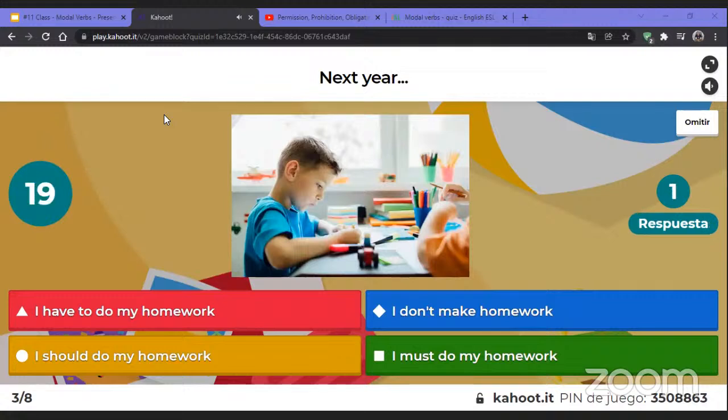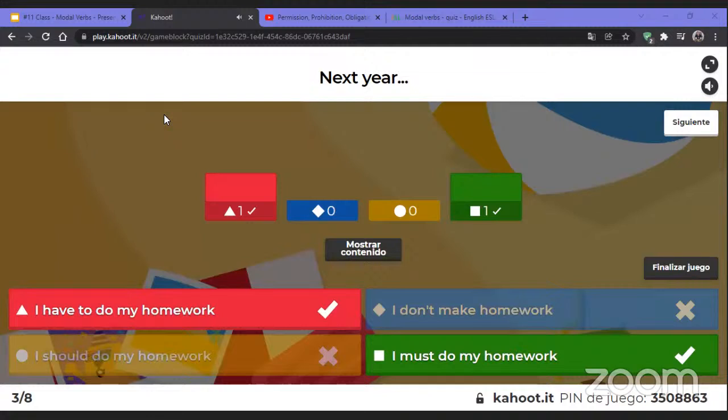We have a boy doing something at the table. So what do you think? He's doing homework. Okay, that was fast. Let's see. I have to do my homework. I must do my homework. Excellent, excellent. Both of them are correct. Good work.